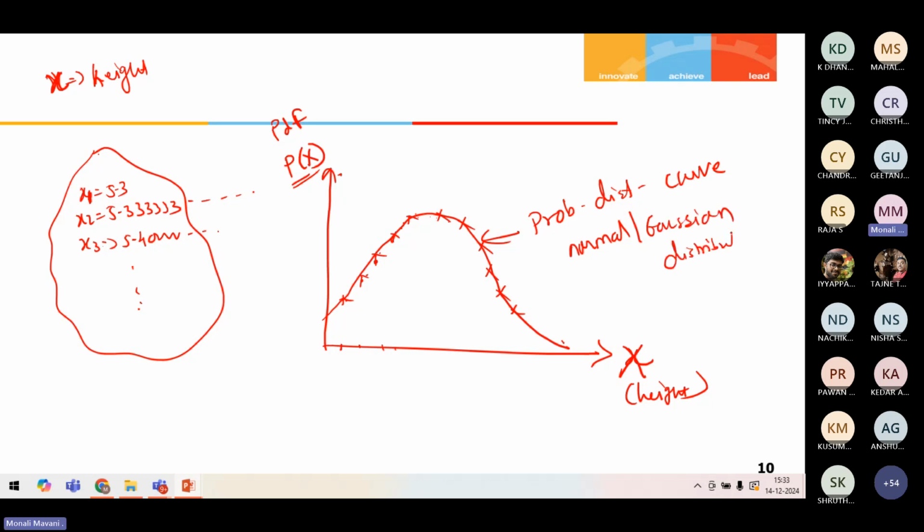There are so many such distributions possible. That's what you will learn in your probability class. Just taking an example of a normal distribution, which is for continuous data. Height is a continuous data type. It's not a discrete data type. So that's the probability distribution I'm talking about.